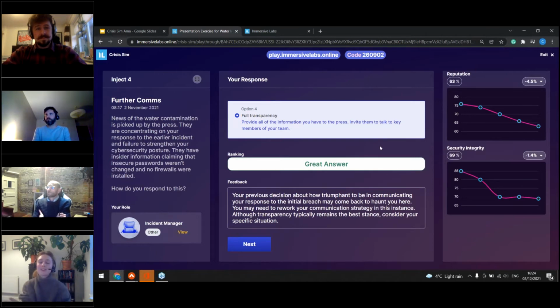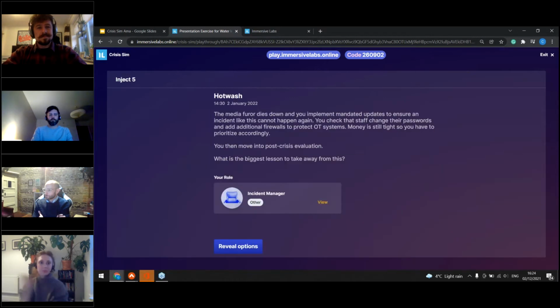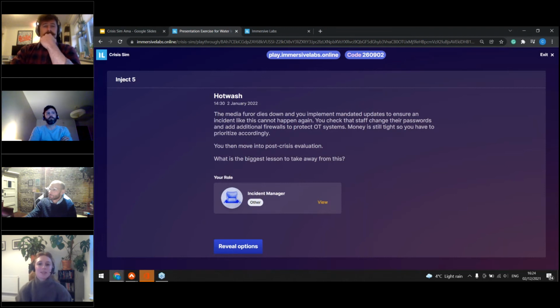So I've played it as though we've been really praising of our own answer early on, but just an example of some of the dynamism that we can build into the scenarios as well. Now we're on the last one of this small version of the scenario, and it is what we call a hot wash. The media furore dies down and you implement mandated updates to ensure an incident like this cannot happen again. You check this time that staff change their passwords and add additional firewalls to protect OT systems. Money is still tight, so you have to prioritize accordingly.